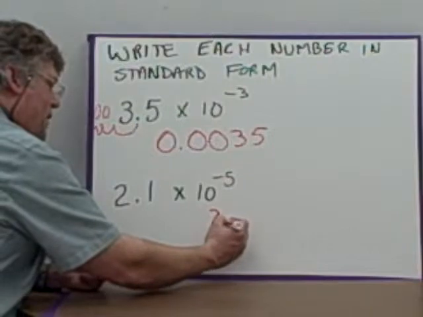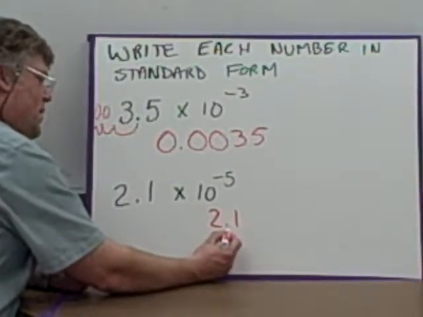This one, we're going to rewrite this here first, 2.1. We're going to move the decimal 5 places.